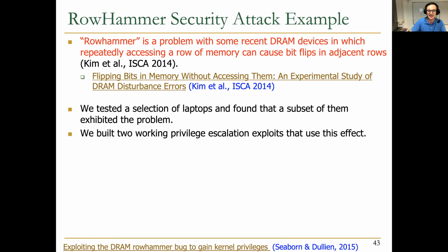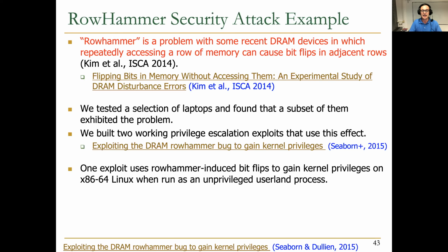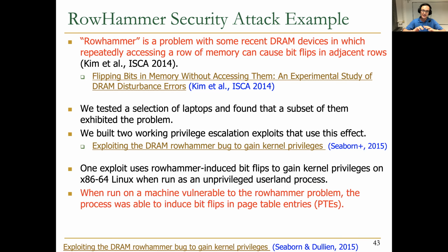I'm not going to read this in detail, but they created an attack where a user level process can induce RowHammer bit flips. And it could gain kernel privilege because it's a very special security engineering attack. It's a beautiful attack, actually. It was able to induce bit flips in its page table entries, which provide memory protection to the operating system. These are privileged entries in memory that belong to the operating system.